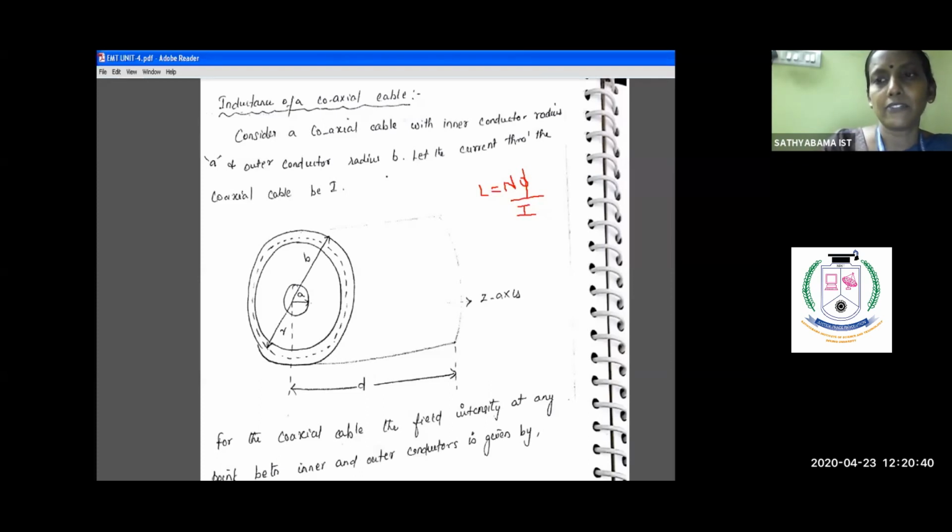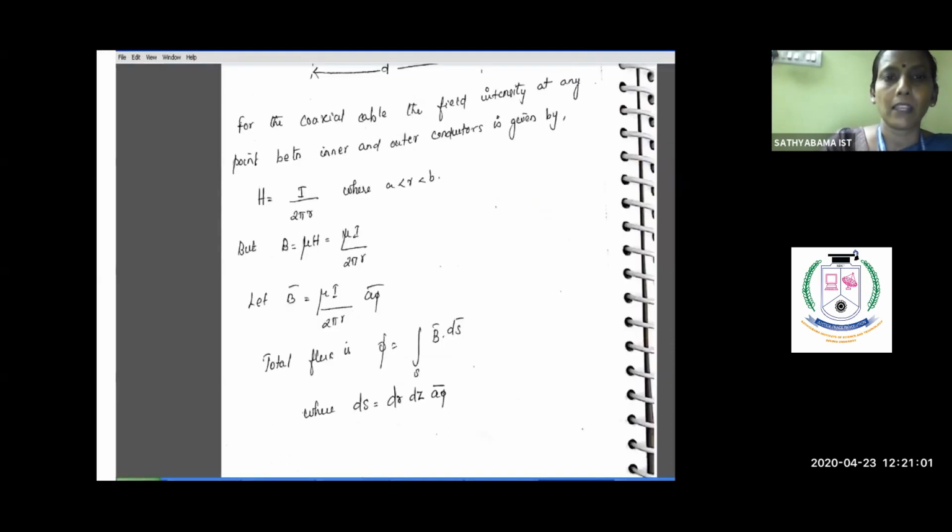So the limit of radius is going to be greater than a, that is the inner radius, and lesser than b, the outer radius. Once again, we know, as written in red color, you can just see, L is nothing but N phi by I. We are trying to find what phi is. So once you know phi, you can substitute in the equation and find the inductance of the coaxial cable.